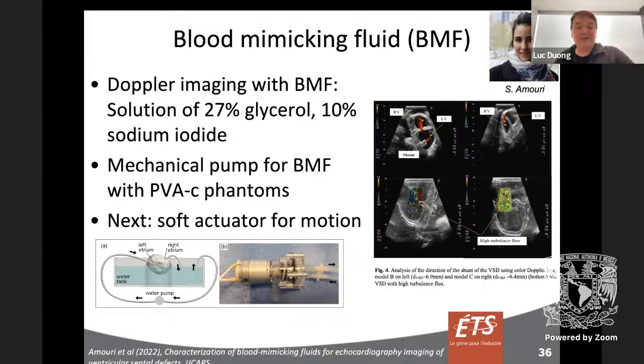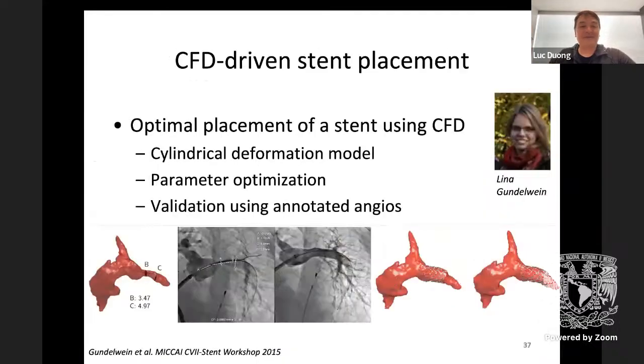What we wanted to do, and this is something that is ongoing, is to use soft actuators or soft robotics to generate the cardiac motion. This is something we are currently working on, but it would be nice to be able to replicate the cardiac motion and to study it afterwards.